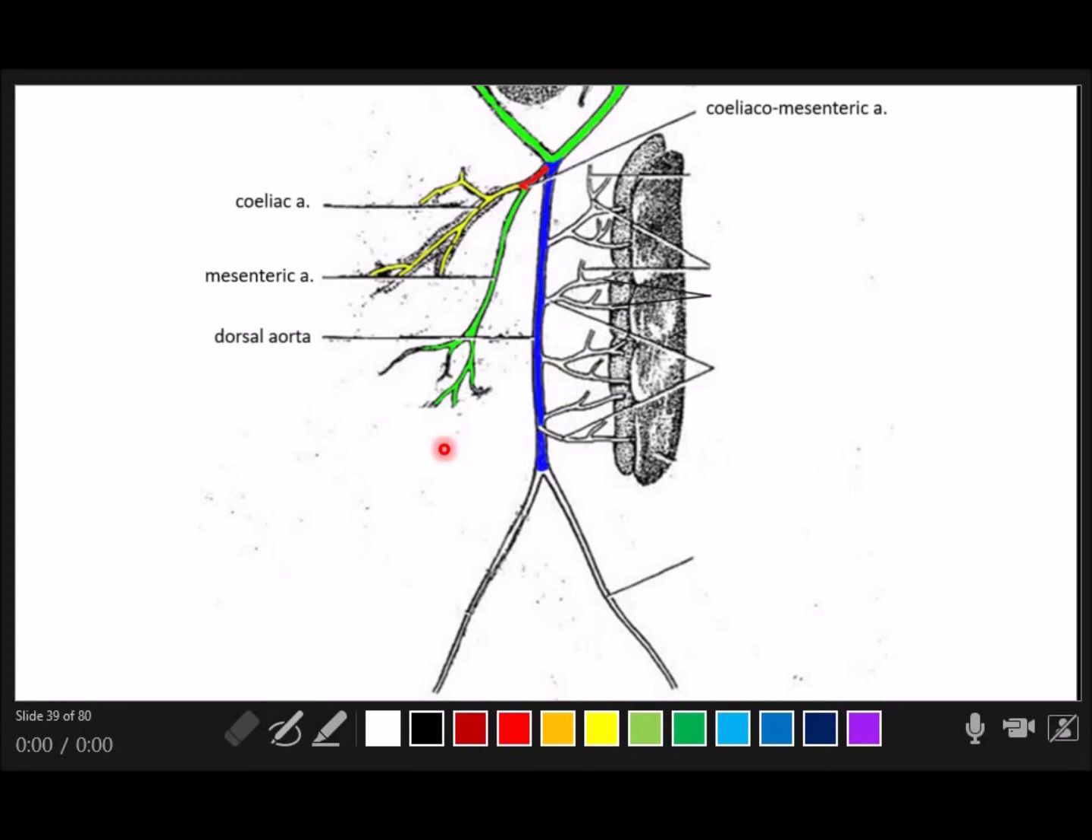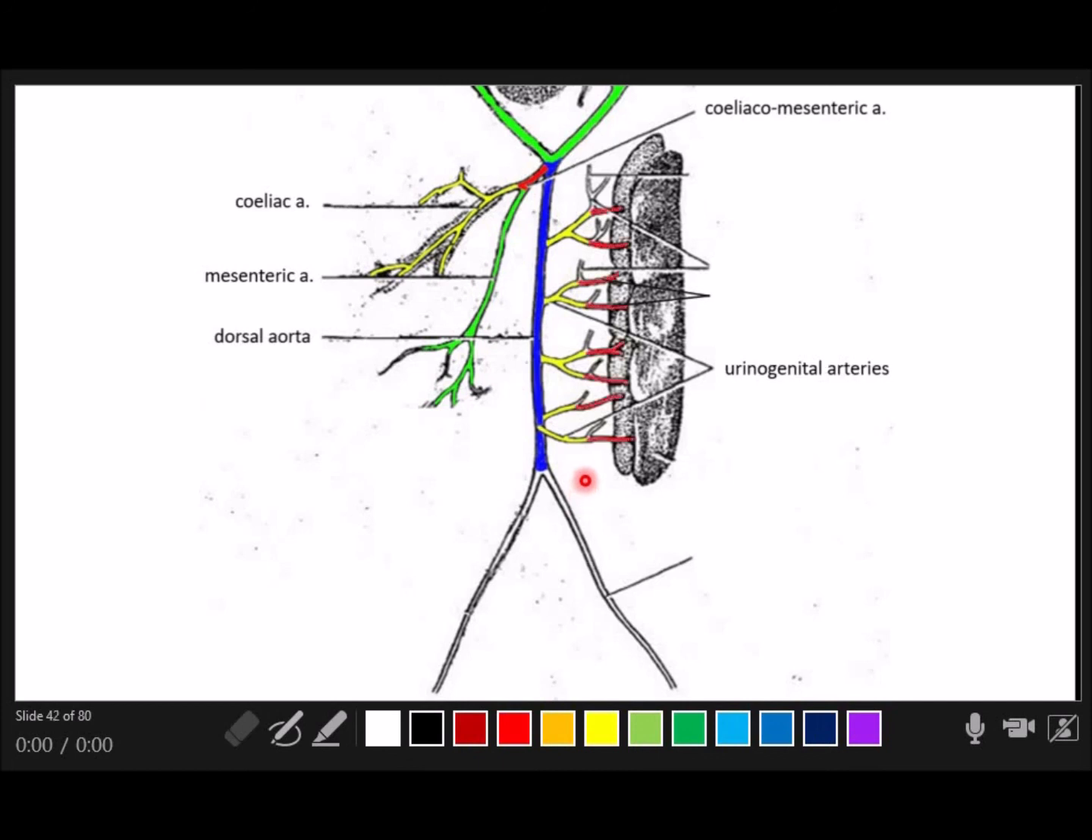Okay, let's move on to these branches from the dorsal aorta. These branches with the yellow color are called urinogenital arteries. So urino means relating to the urinary system, and genital means related to the genital system. Okay, so the urinogenital arteries also branch into several branches.